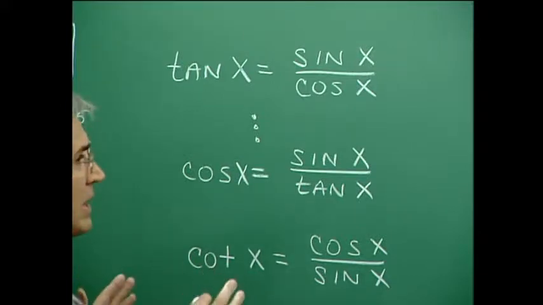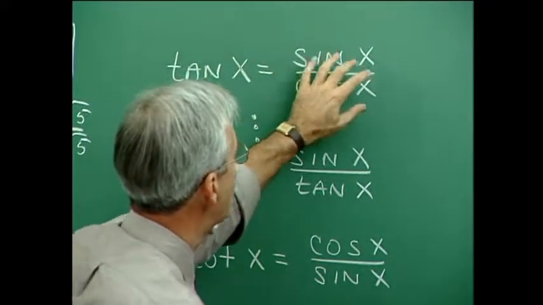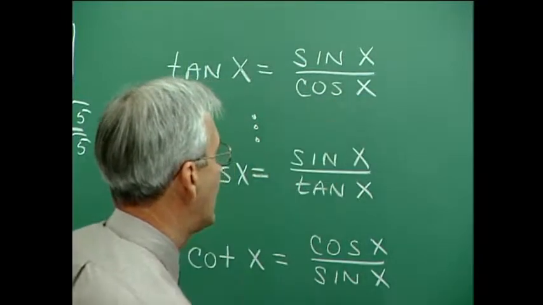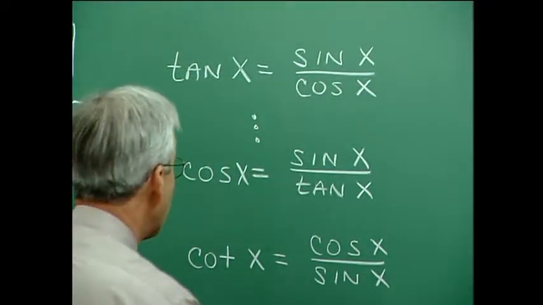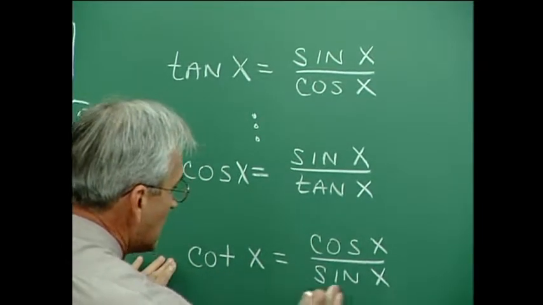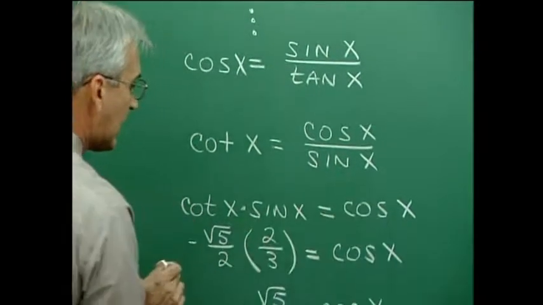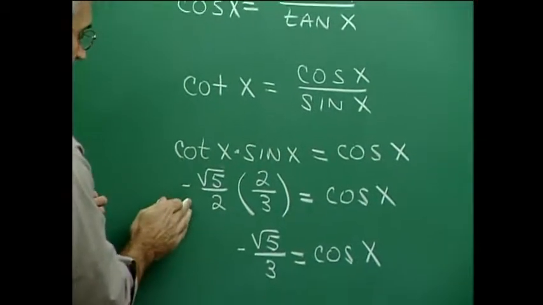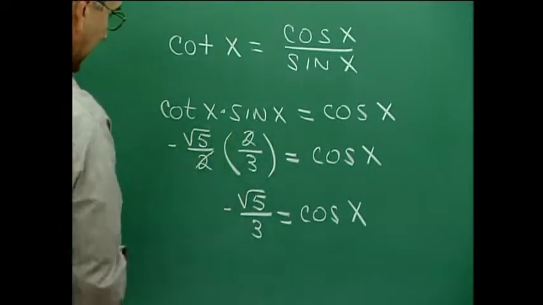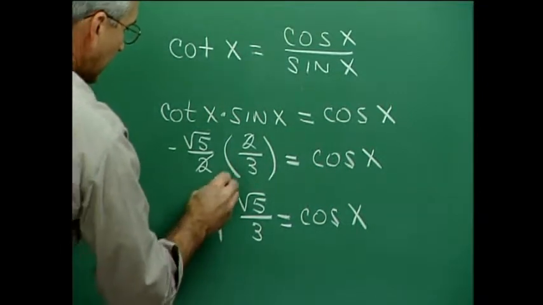But another approach that might be a little bit faster is to write a relationship in which the unknown quantity is in the numerator. That way all we have to do is multiply on both sides by the denominator. That technique would be to just say, cotangent is cosine over sine. Now I'm looking for cosine, so I multiply on both sides by sine. So I would have cotangent x times sine x equals cosine x, and I already know that cotangent x is this fraction, sine x is this fraction, and then it's a pretty easy idea to find negative root 5 over 3 for cosine x.